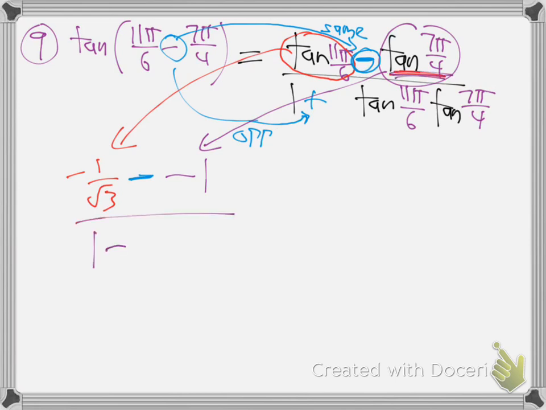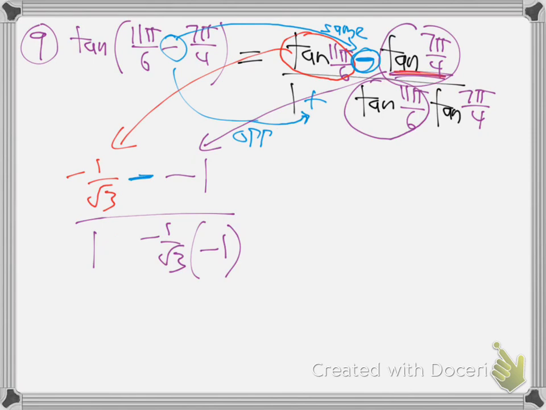All over 1 plus, now what was the tangent of 11 pi over 6? Negative 1 over root 3, same value. And the tangent of 7 pi over 4? Negative 1. Everybody good with all that? So I plugged everything in there.